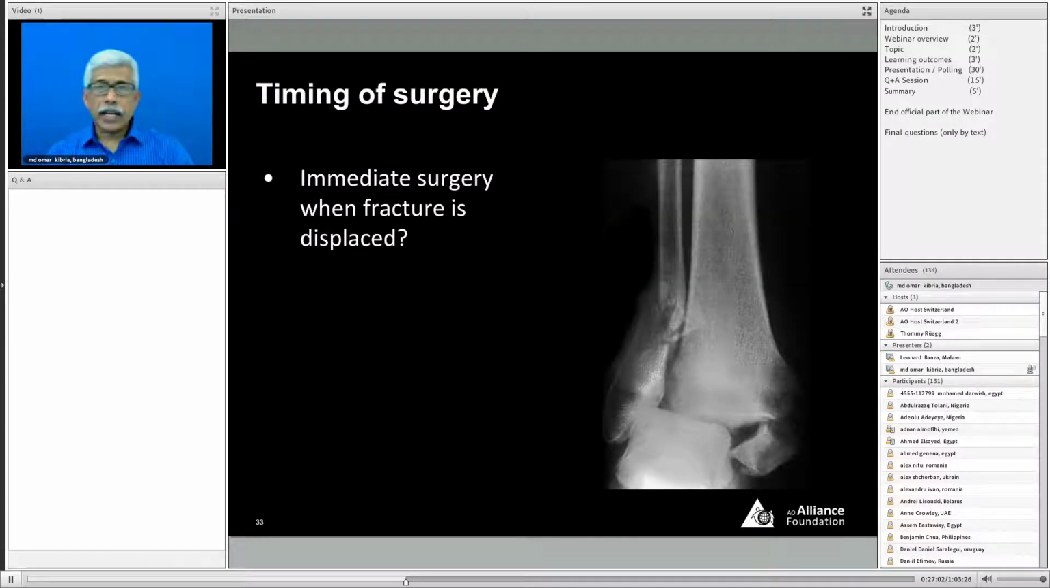See, this is an X-ray. If you are shown this X-ray, would you like to take this patient directly to surgery or do something first? At least you should reduce it. And if you want to take him for surgery, you plan accordingly, as we have told you just before.